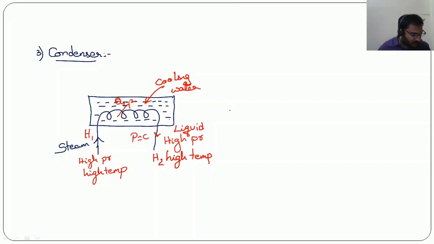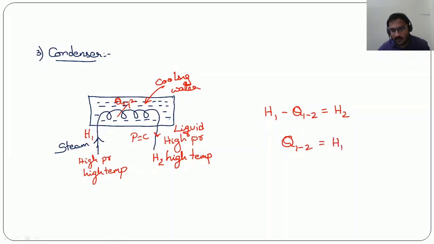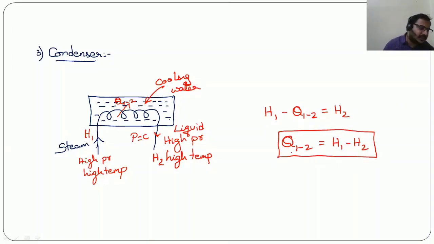So therefore we can say H1 minus the amount of heat rejected, this is equal to H2. So from this, heat rejected Q12 will be equal to H1 minus H2. So this is the expression. So here also we are neglecting the effects of kinetic and potential energies in order to get the expression. So this is the third application.